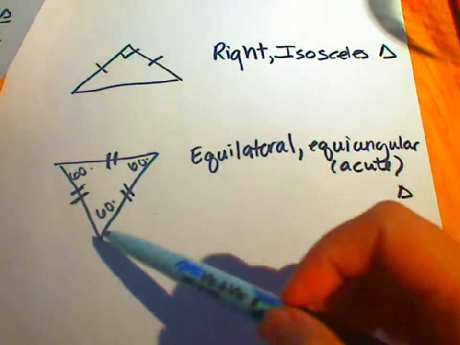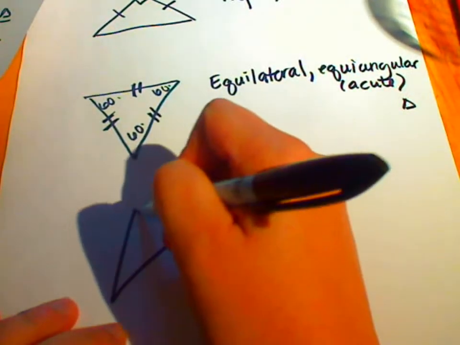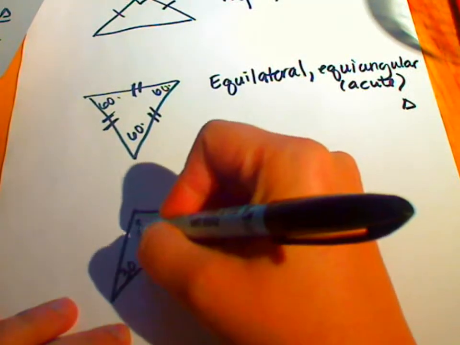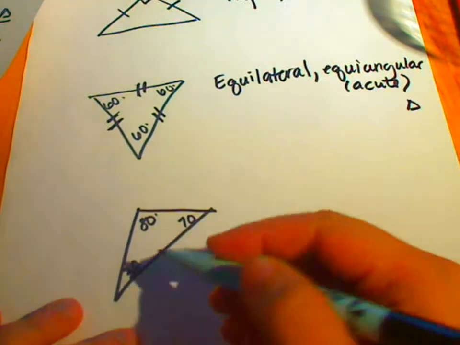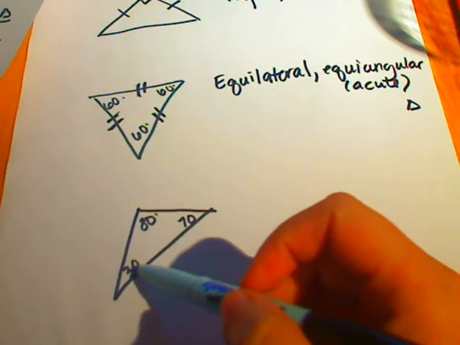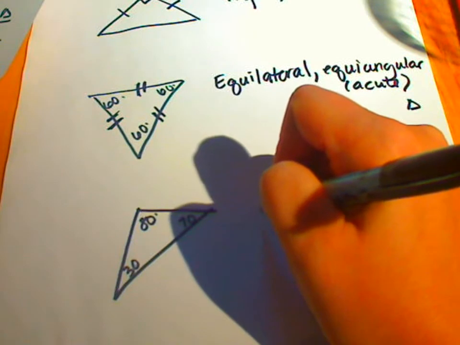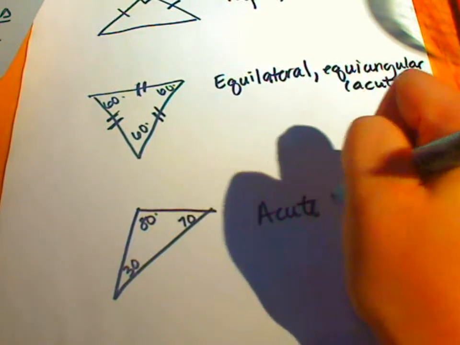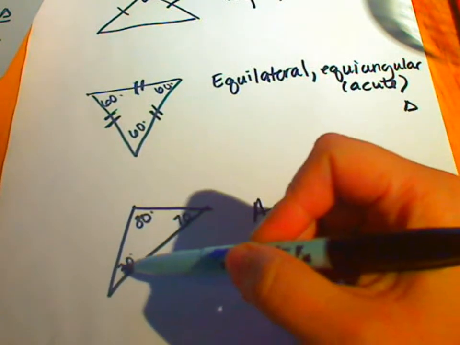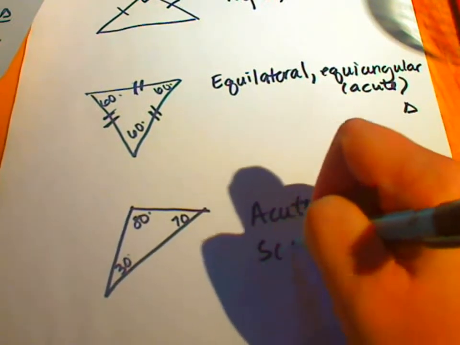Based on the angles, you can sometimes classify a triangle's sides. If you have something like this where you have a 30 degree, a 70 degree, and an 80 degree angle, well, I don't know anything marked about the sides, but I'll show you something in a second. This is definitely an acute triangle based on the measures of the angles. If the angles have different measures, then it also means the sides will have different measures. So this is also a scalene triangle.